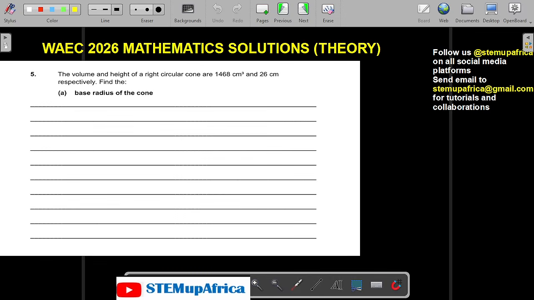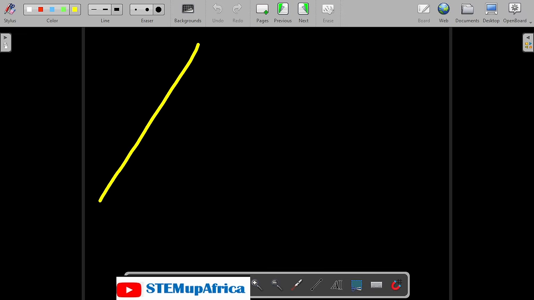So let's look at question 5. It said the volume and height of a right circular cone is 1468 cm cubed and 26 centimeters respectively. We are asked to find the base radius. It's good you draw at times, even if the question does not ask us to draw. Let's draw it and see a cone. So this is how a cone looks like.